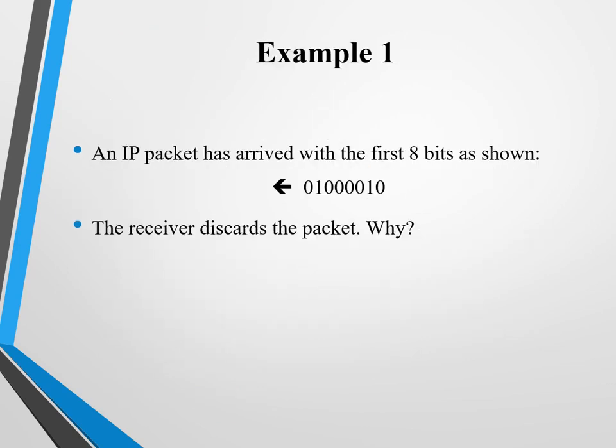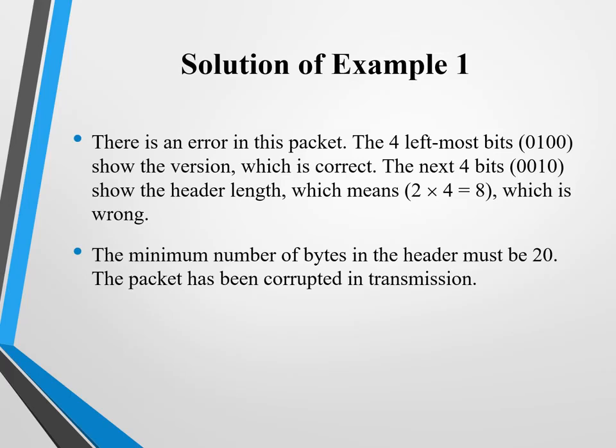Here we will see some examples in which the first one is an IP packet has arrived with the first 8 bits as shown, 01000010. A receiver discards the packet. Receiver ने इस packet को discard किया. We will see how. There is an error in this packet.